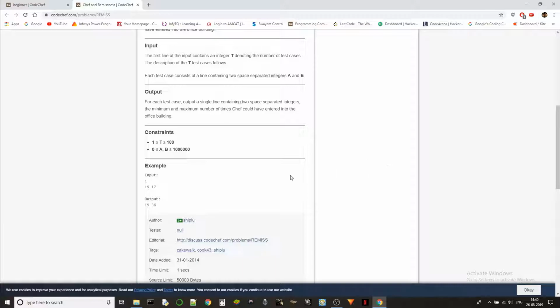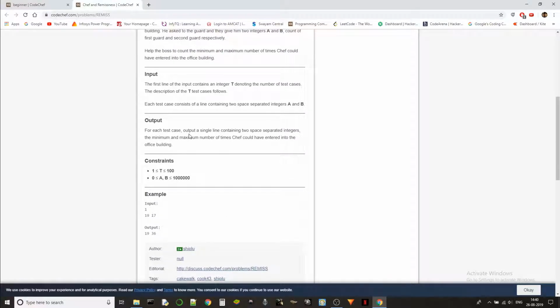But as we can see, the input and output are very simple. Let's see the input format. We get test cases and A and B, which are the counts given by both the guards. The first guard gave the count 19 and the second guard gave the count 17, right? And we get the output as the minimum number of possible times the Chef has entered and the maximum number of possible times the Chef has entered, right?